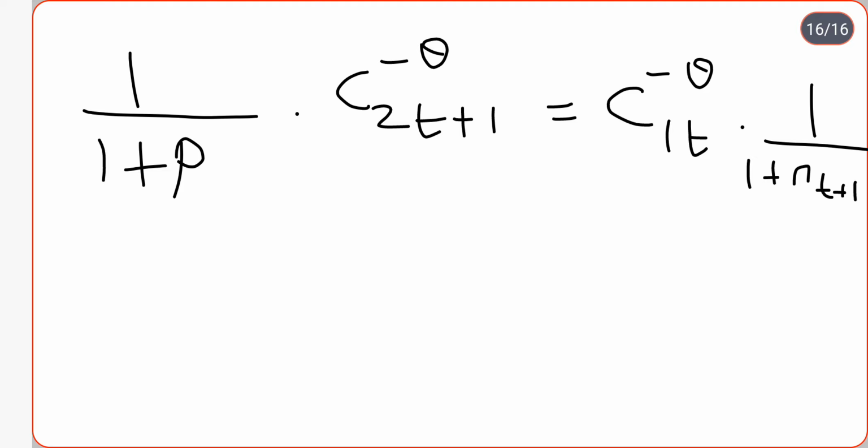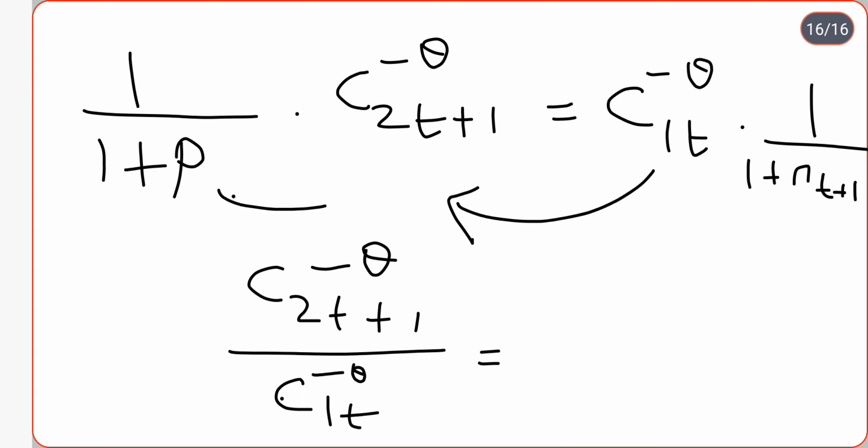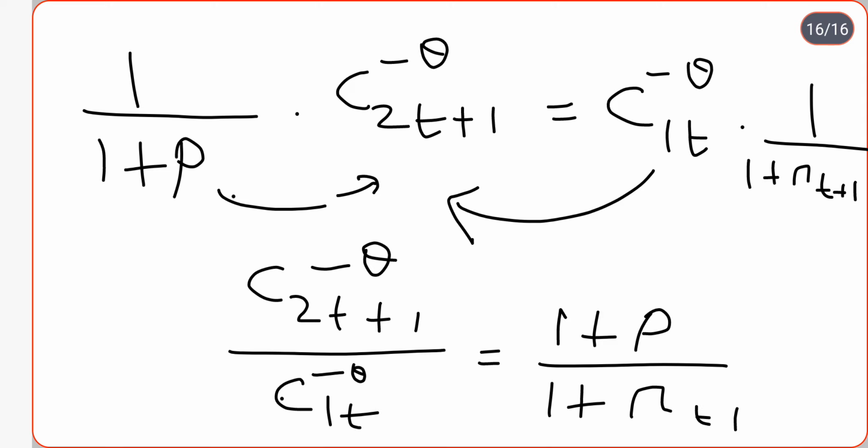Now the question is, if I take this part to the left hand side, then what becomes c2t plus 1 to the power minus theta by c1t to the power minus theta. And if I take this 1 plus rho to the right hand side, it becomes 1 plus rho divided by 1 plus rt plus 1.